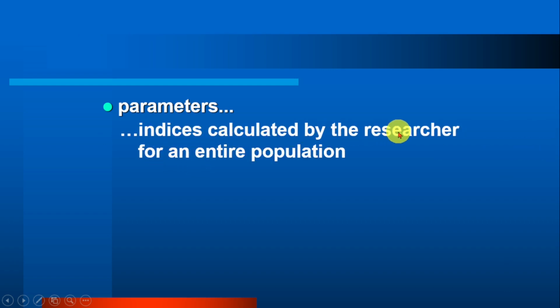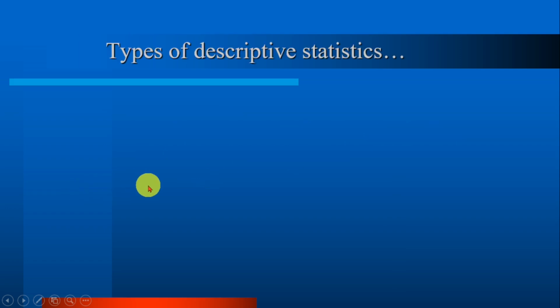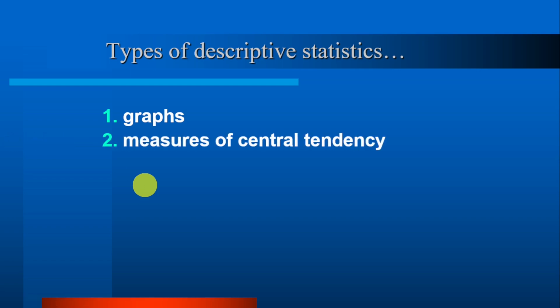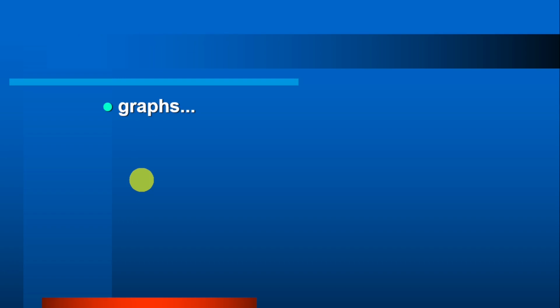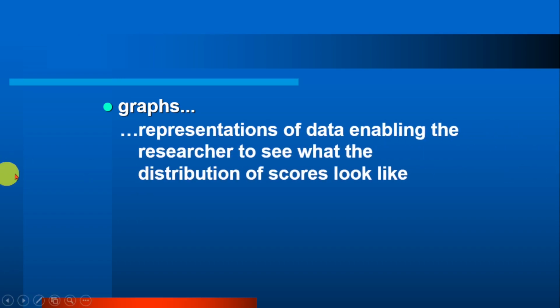A parameter, try to understand this term, is an index calculated by the researcher for the entire population. Now, the types of descriptive statistics are graphs, measures of central tendency, and measures of variability. Graphs are representations of data enabling the researcher to see what the distribution of scores looks like.